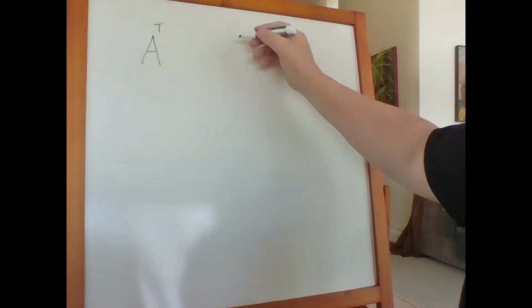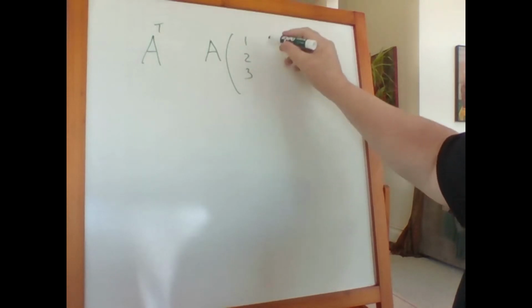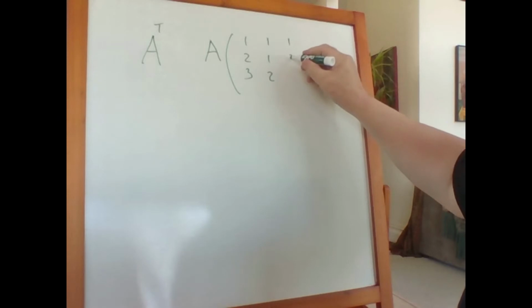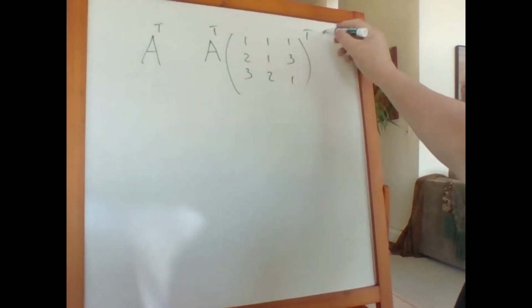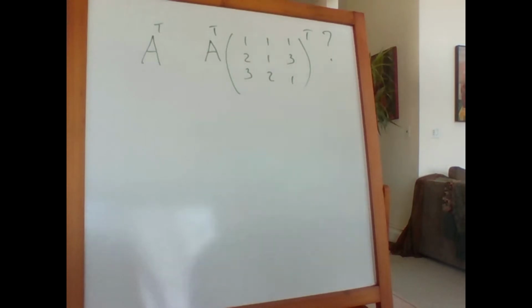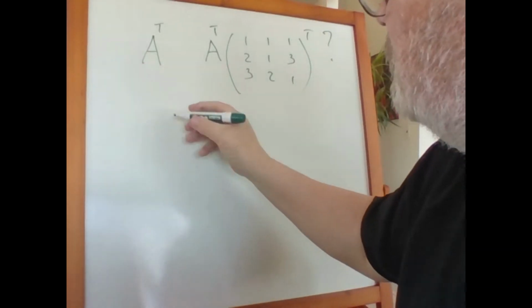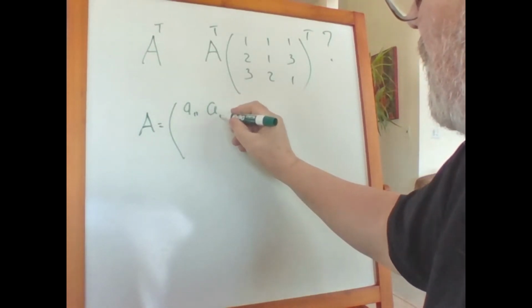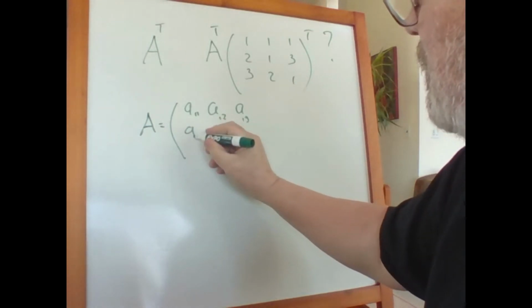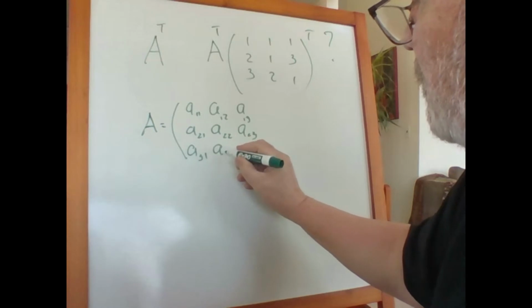So, A transpose. So let's say we have a matrix A, where it's 1, 2, 3, 1, 1, 2, 1, 3, 1. What is the transpose of that matrix? Well, the way I do it, is I take a look at a matrix. Now let's look at it analytically. We got a matrix A equals A11, A12, A13, A21, A22, A23, A31, A32, A33.